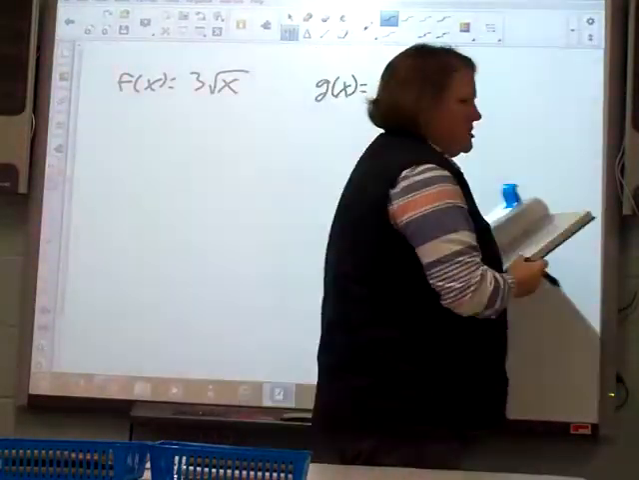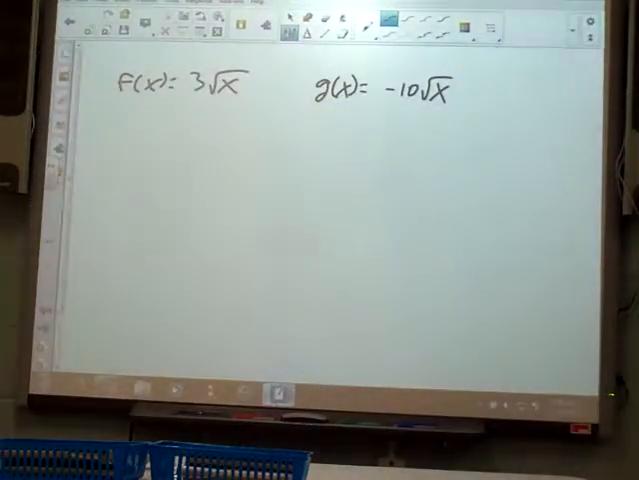Alright, we got function operations today. Operations meaning adds, subtract, multiply, divide. Function meaning it can be written in function notation. So f of x, g of x, h of x, q of x, whatever. That's function notation. So first thing we're going to do here, we've got f of x is equal to 3 times the square root of x. That's not a cube root, that's 3 times the square root of x. G of x is equal to negative 10 times the square root of x.